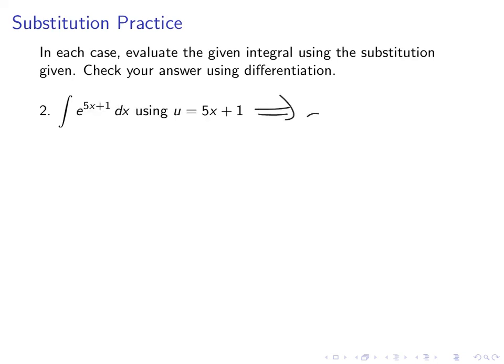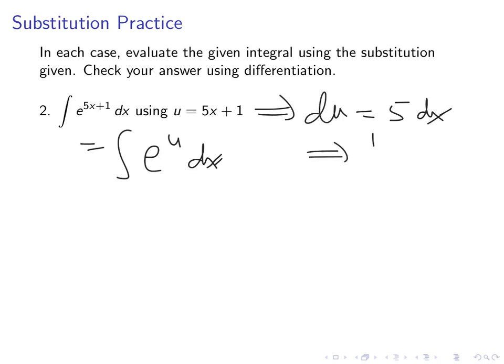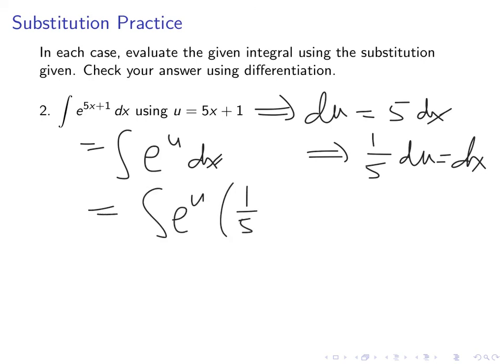Here's another example of it. Here du is 5 dx. And so I don't really have a 5 dx sitting anywhere. I have just dx. And so I ask myself, if du is 5 dx, then what's dx? Well, multiply both sides by 1/5, and you have an expression that dx is 1/5 du. And again, the 1/5 can come outside of the integral. And now it's a fairly easy problem to finish.